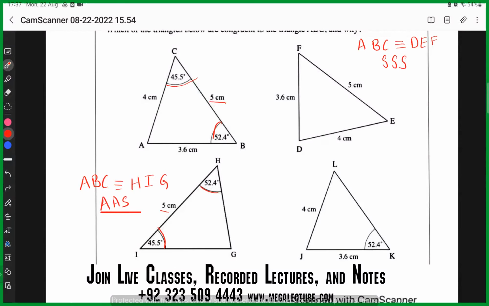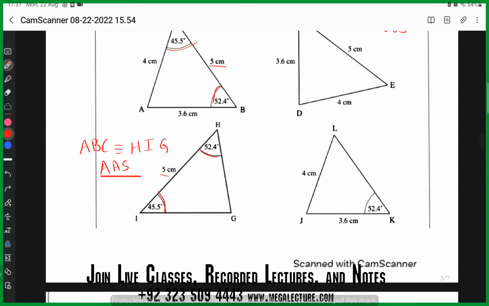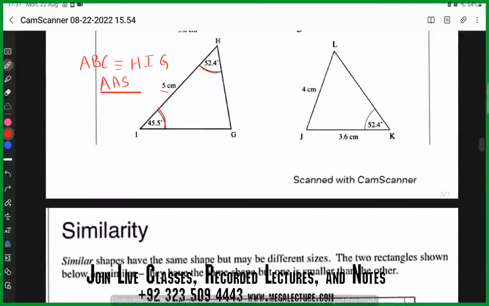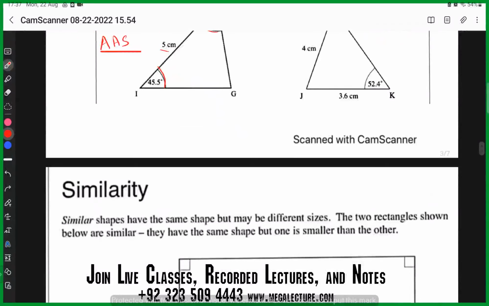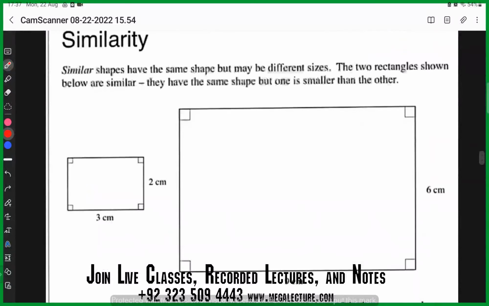Okay. Now, what is similarity? Similar shapes have the same shape, but may be different sizes. Okay. The two rectangles shown below are similar. They have the same shape, but one is smaller than the other one. Now we can see that the two triangles look similar. Similar is self-explanatory. The two rectangles are similar, but they are not congruent. Why? Because their dimensions are different.